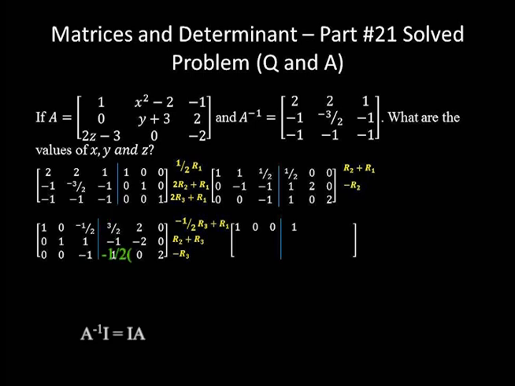Negative 1 over 2 times 0 is 0. 0 plus 2 is 2. Negative 1 over 2 times 2 is negative 1. Negative 1 plus 0 is negative 1.